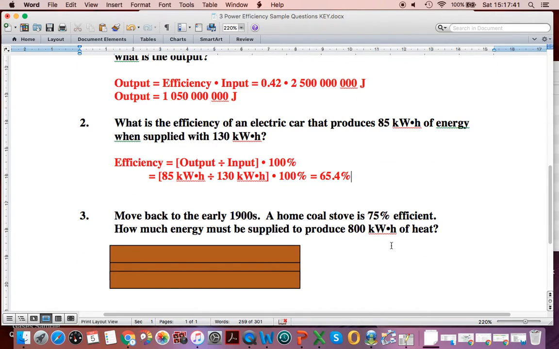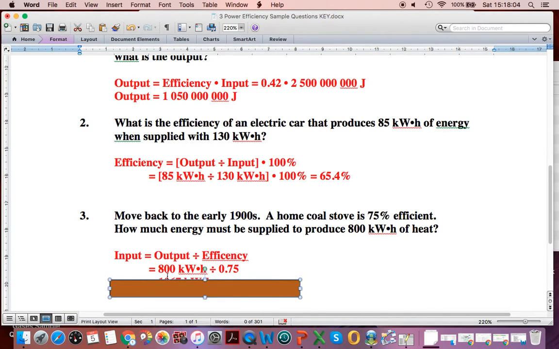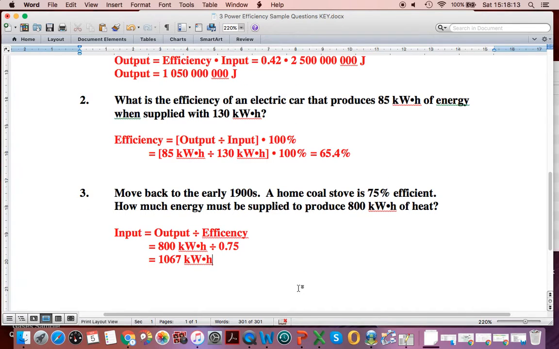And the last one is, now we're producing 800 kilowatt hours. That's our output, so we're looking for our input. So our input is our output divided by efficiency. So 800 divided by 75%, written as 0.75. So 800 divided by 0.75, we have to get a number that's bigger than 800. And we get 1,067 kilowatt hours.